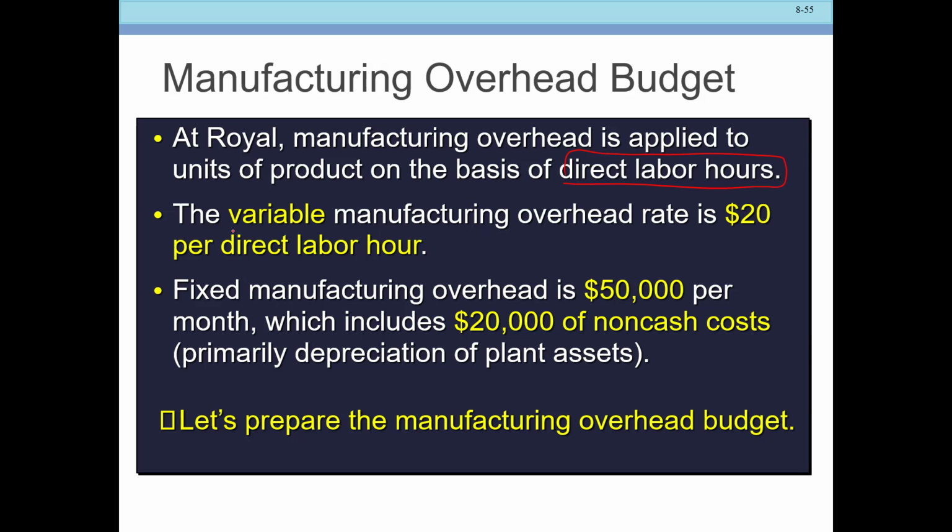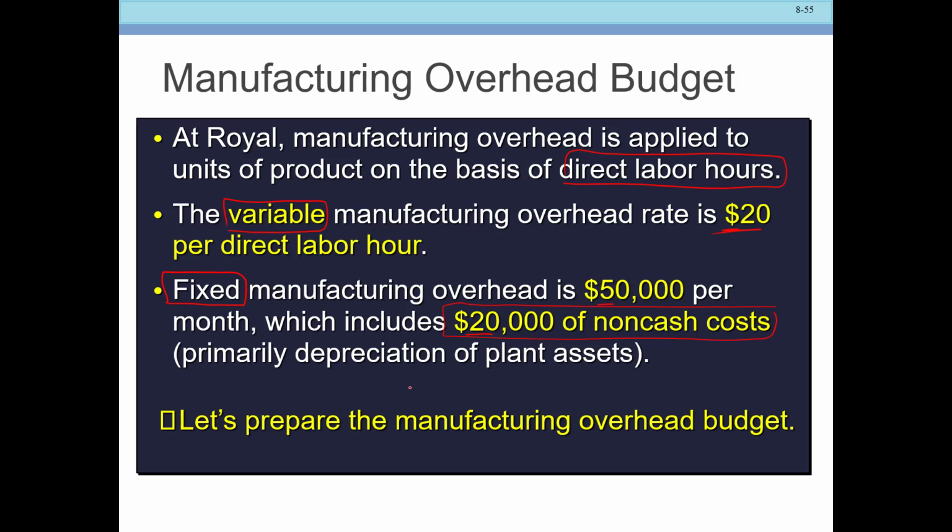For simplicity here, we are going to divide the manufacturing overhead into 2 main sections: variable one and fixed one. And as long as we are saying we have a variable part, it has to have what we call cost driver, the base that we are going to calculate the cost on. Here he said that the base is direct labor hour. So the variable manufacturing overhead rate is $20 per direct labor hour. The fixed manufacturing overhead is $50,000 per month, which includes $20,000 of non-cash. And pay attention to that. I will be back for it later, but pay attention. Of the 50,000, 20,000 are non-cash, primarily depreciation.